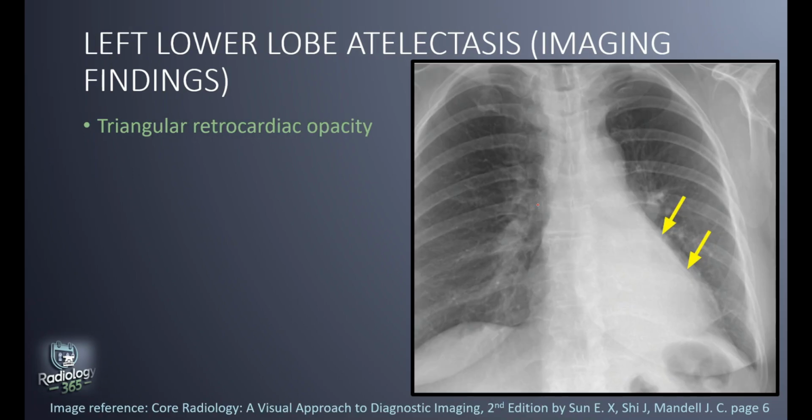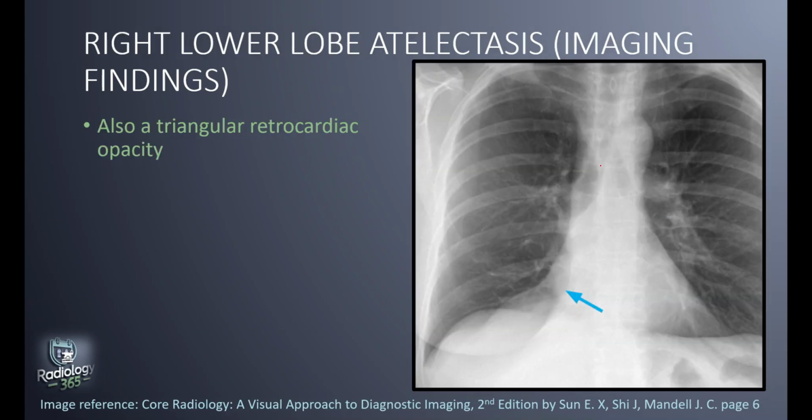And the next one we'll talk about is the left lower lobe atelectasis. The major findings include a triangular retrocardiac opacity, and that's actually the main imaging feature. So you would see the normal cardiac outline, and then just behind the cardiac outline you have another linear, triangular opacity there.